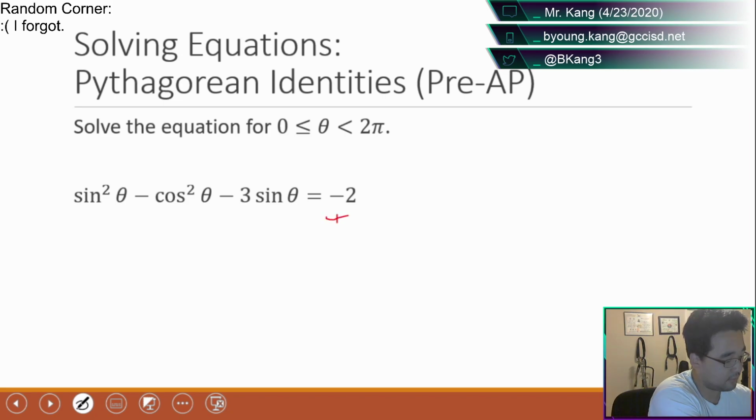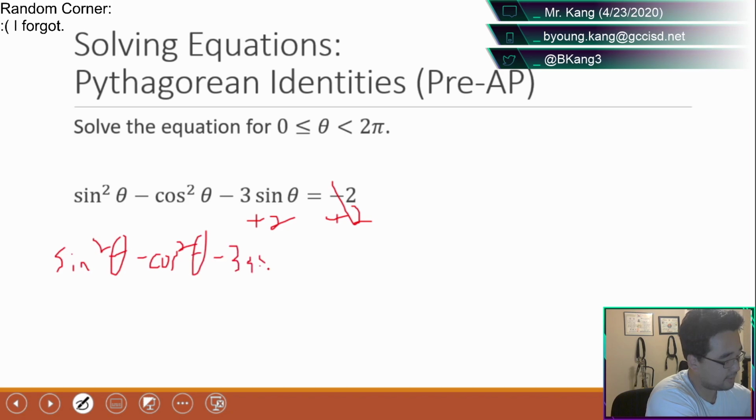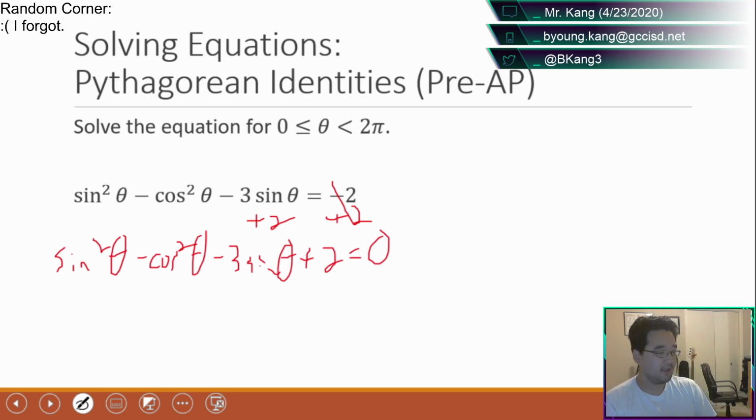Okay, so add the 2 over. You've got sine squared minus cosine squared minus 3 sine plus 2 equals 0. I've got 2 different square terms that don't currently combine, and it's not yet a Pythagorean identity. Sine squared minus cosine squared is not an identity. So what do I do here? How do I actually factor anything away? How do I FOIL? How do I do anything like that? The answer is you can't.